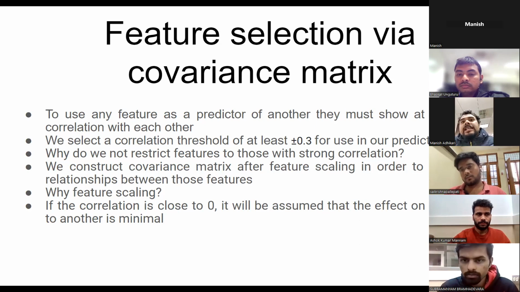After feature scaling, we have to construct the covariance matrix. And why do you need feature scaling for the covariance matrix? It's because otherwise we can't really get the covariance between 0 and 1, which is what we are desiring. To get covariance between 0 and 1, the features have to be scaled to the same range. Otherwise, the bigger values will dominate. If the covariance is close to 0, we assume that the effect of that feature on the target is minimal. Next slide, please.